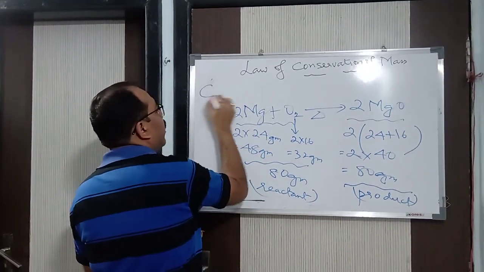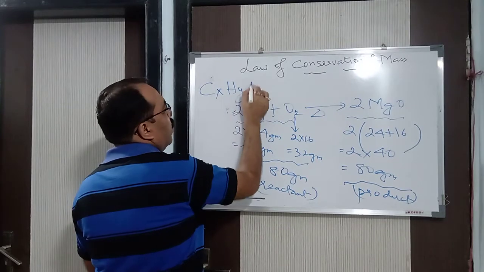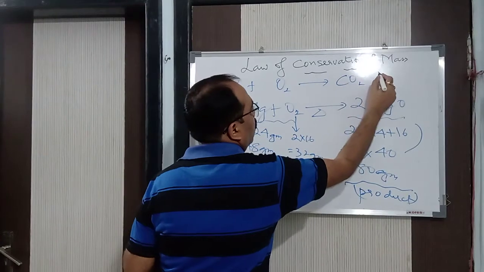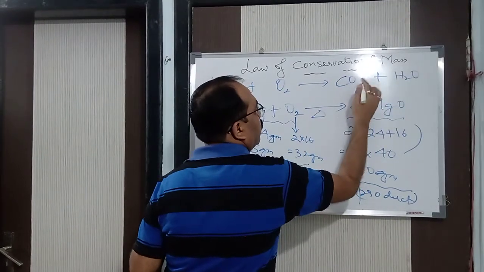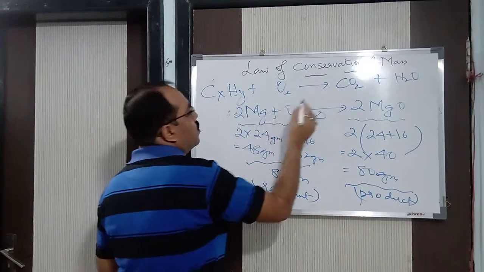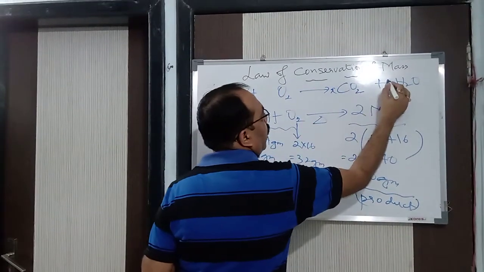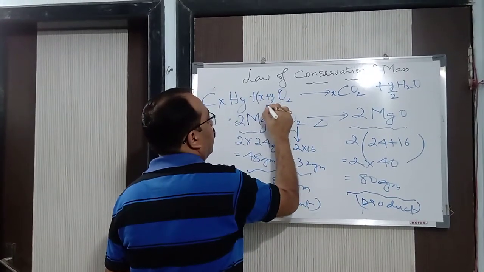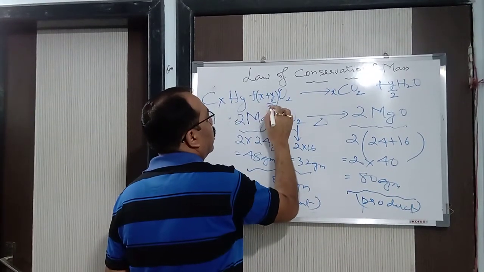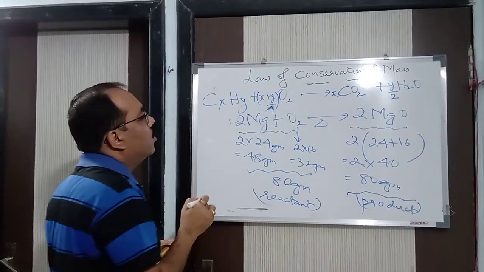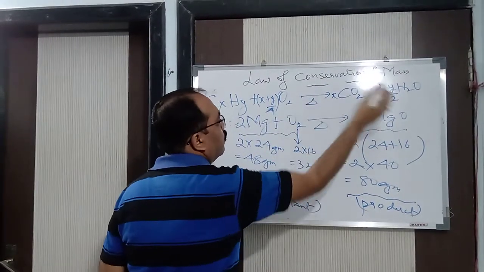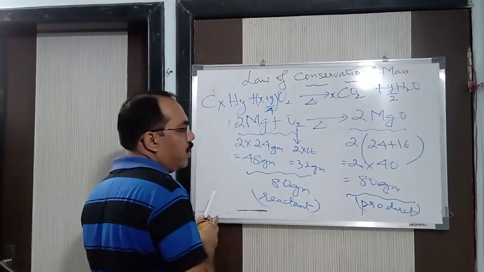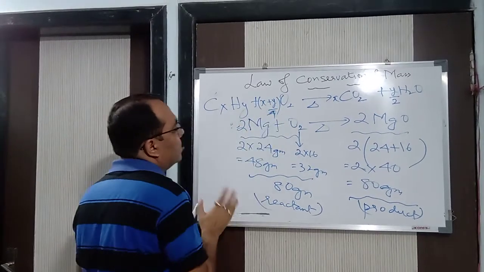If you want, I'll write the reaction. Hydrocarbon CxHy plus oxygen gives CO2 plus water. Any hydrocarbon burns in air to give carbon dioxide and water. So it is x CO2 and y by 2 H2O, and the oxygen is x plus y by 4 O2. This reaction, on heating, will give you x CO2 and y by 2 H2O. You will learn this reaction in detail in higher classes, when you study organic chemistry.